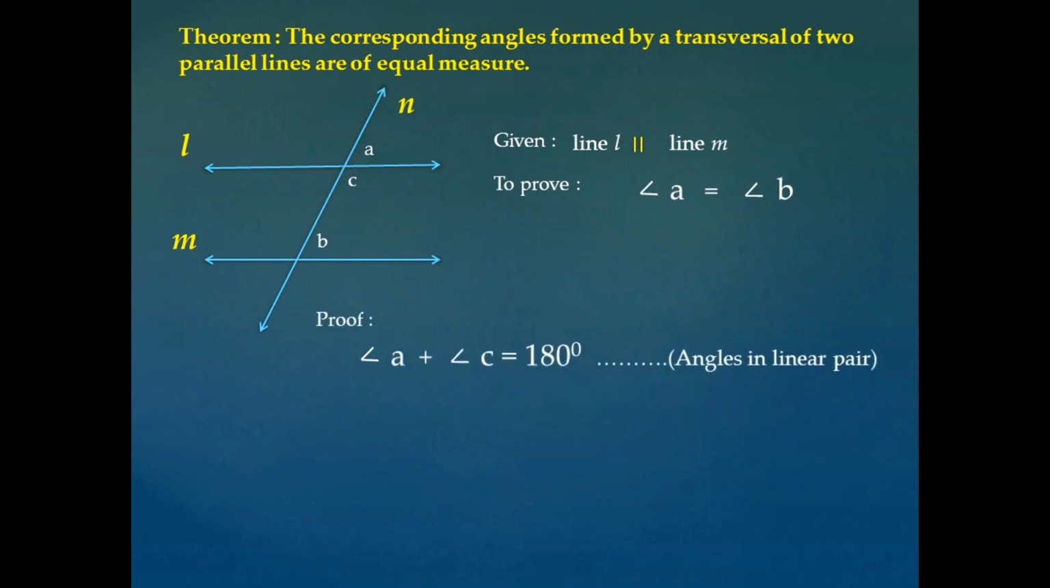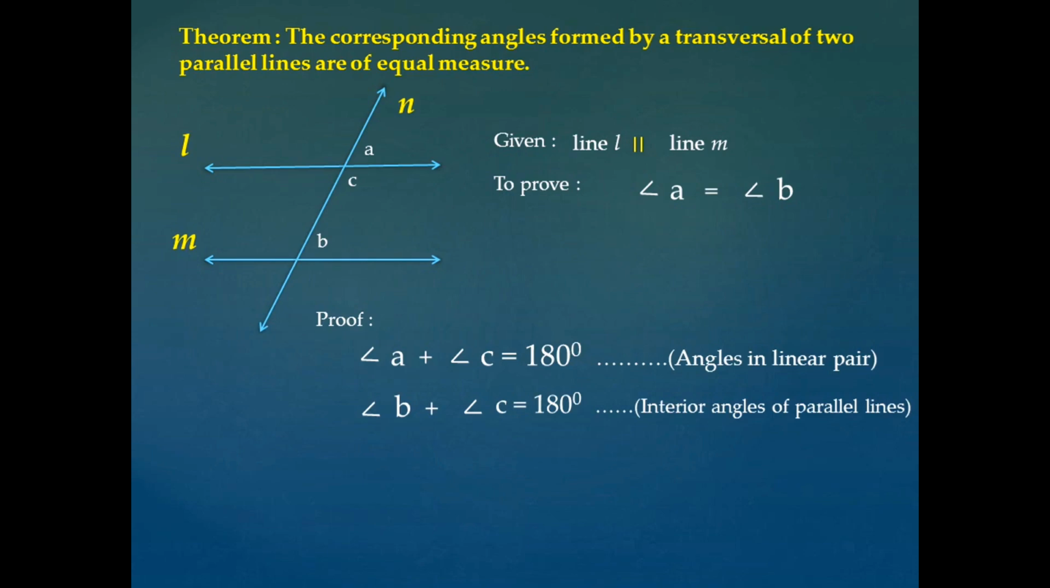So to start with the proof, we have the first pair, that is angle A plus angle C is equal to 180 degree, as these two are angles in linear pair, and as we know, angles in linear pair are supplementary. That's why we have written here angle A plus angle C is equal to 180 degree. Now the second statement is angle B plus angle C is equal to 180 degree, because angle B and angle C are the interior angles, and if two lines are parallel, then the interior angles are supplementary.